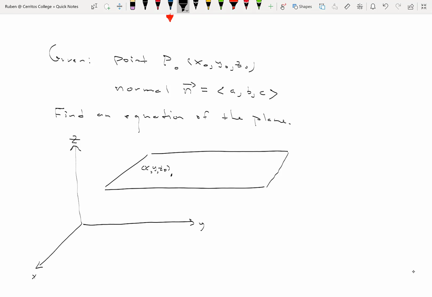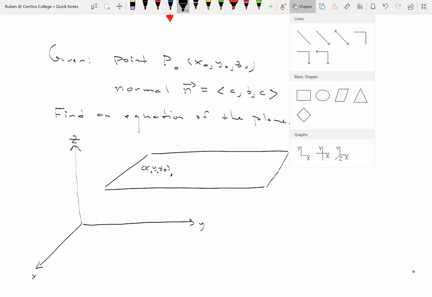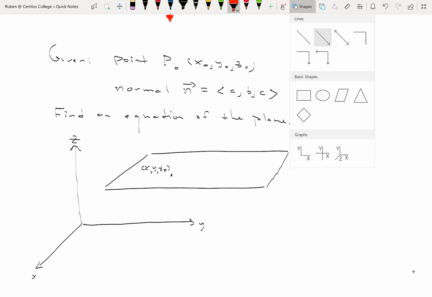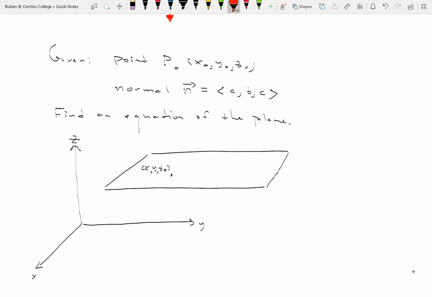Okay, what I can do, just like I did with the line, is draw a position vector to the point from the origin up to the point, and I can call that position vector R naught.